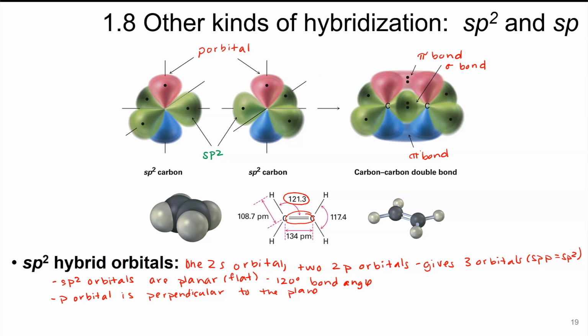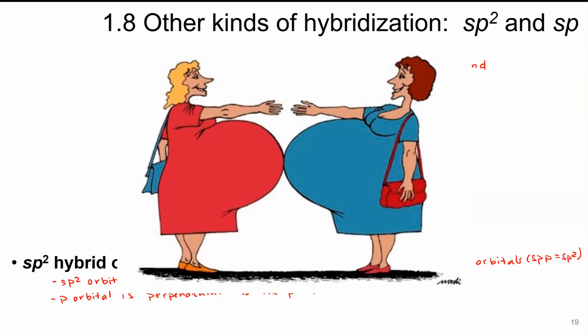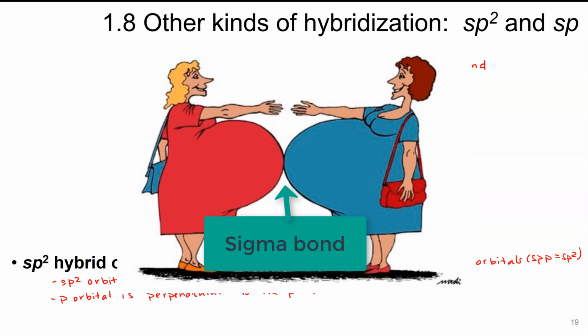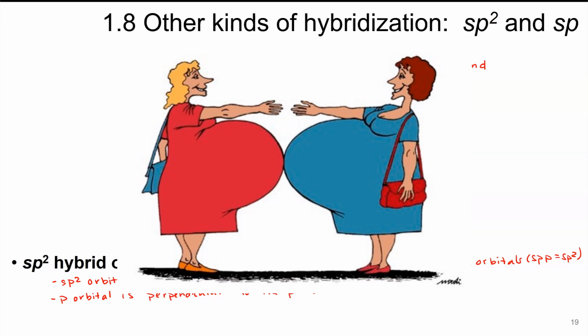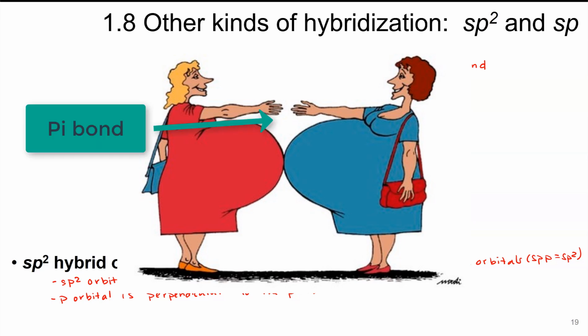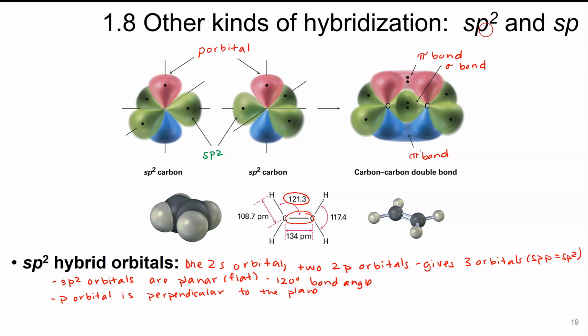So if you think of two pregnant ladies with their bellies sticking out, if they were trying to give each other a hug head-on, you'd have the two pregnant bellies touching each other. That would be your head-on sigma bond. And if they were then going to try to shake hands while their bellies were touching, that would be your side-to-side pi bond. So again, sp2 bond is double bond.